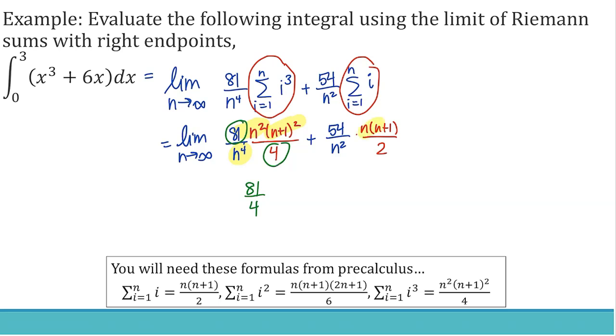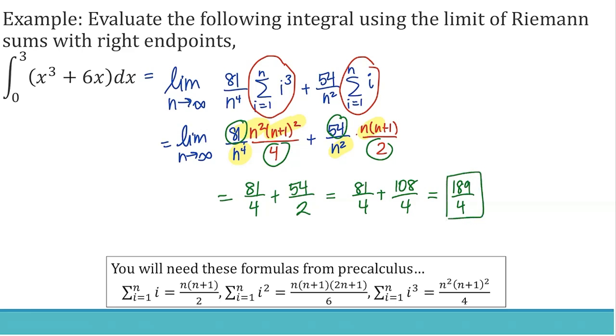And the same thing's going to happen over here. I have n squared, so the same degree. So I just take the coefficients, which are 54 over 2. So we have plus 54 over 2. And the limit is gone because we just evaluated it. And so we're just going to add these two numbers together. So common denominators, this is 108 over 4, which is 189 over 4. That's the exact area under the curve, x cubed plus 6x, from 0 to 3.